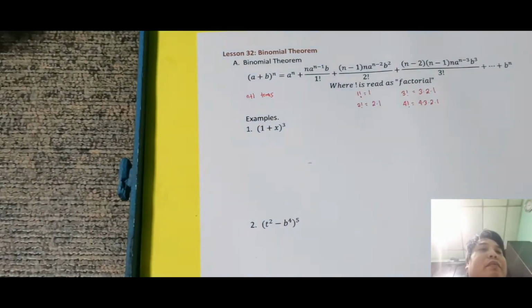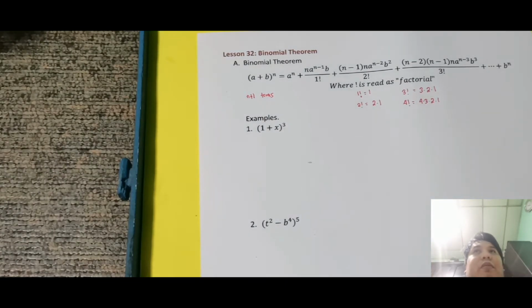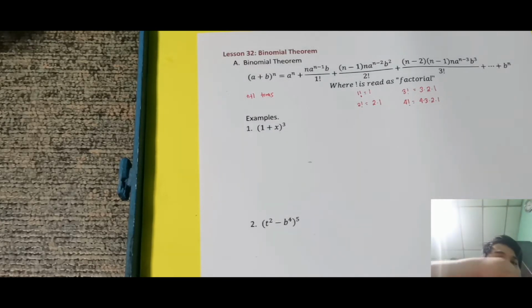Ganyan siya. Basahin. Okay, so para mas mapadali yung ating solution dito, syempre mas madali, i-identify mo yung a, identify mo yung b, tapos identify mo yung n. Tapos check mo kung ilang terms yung expected mo para alam natin agad. Okay, so start tayo dito para mas maintindihan natin. Okay, so we have examples.